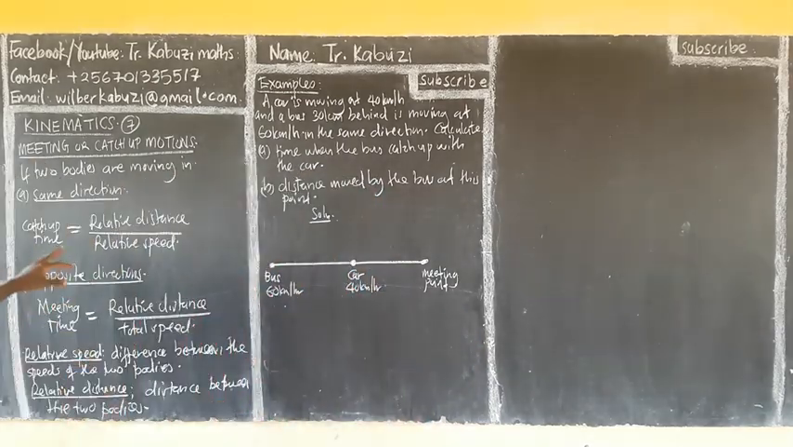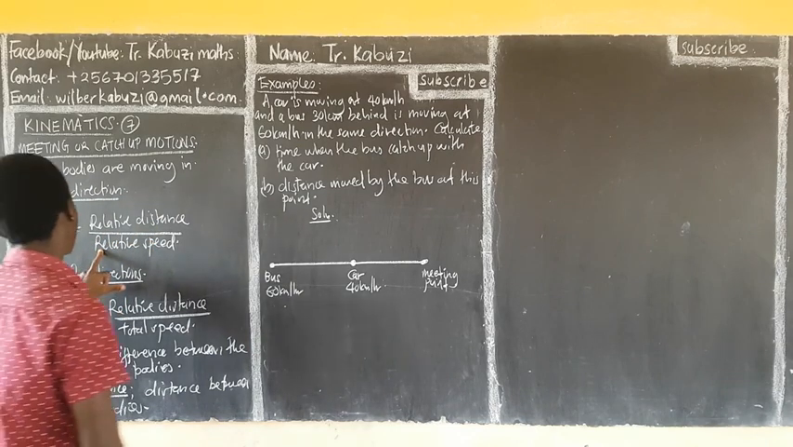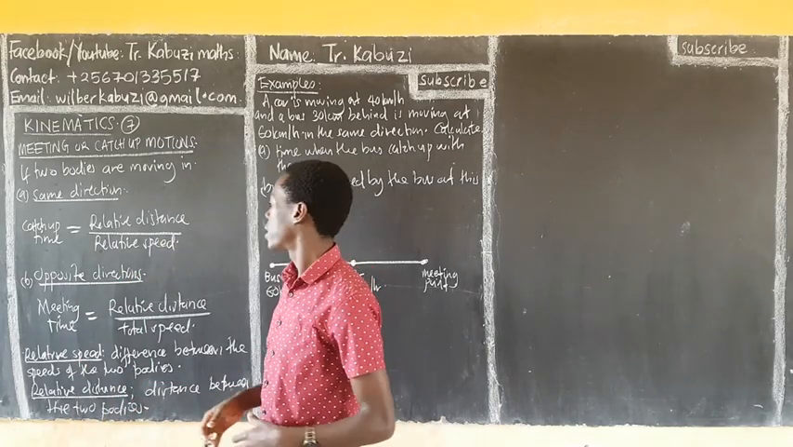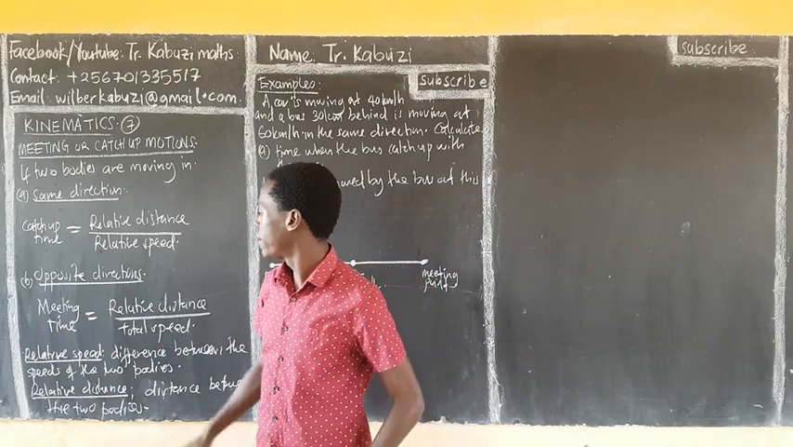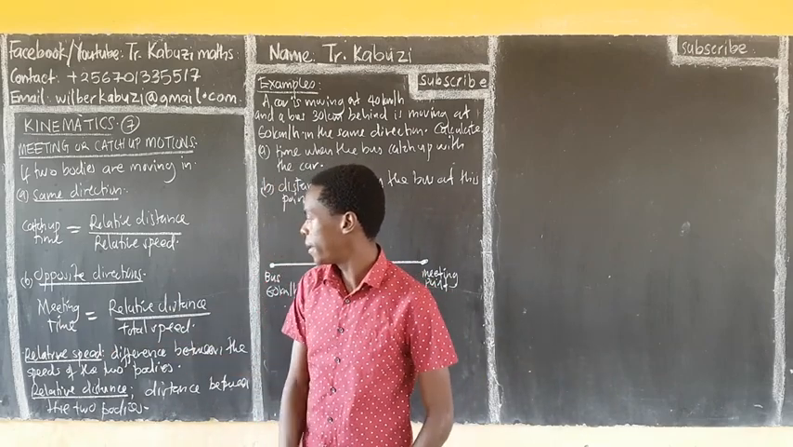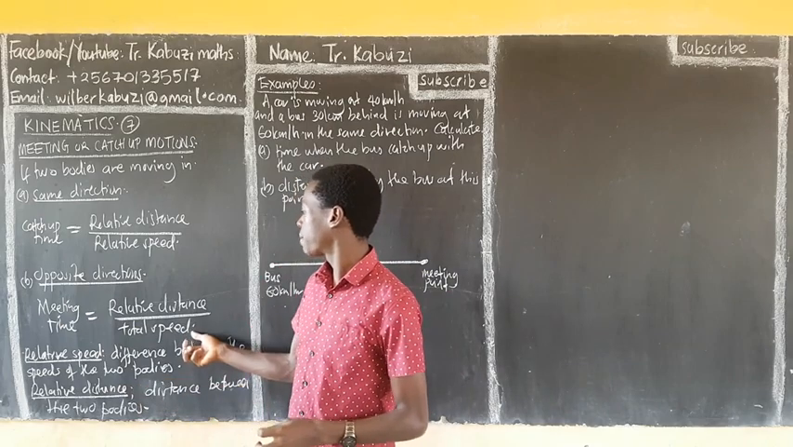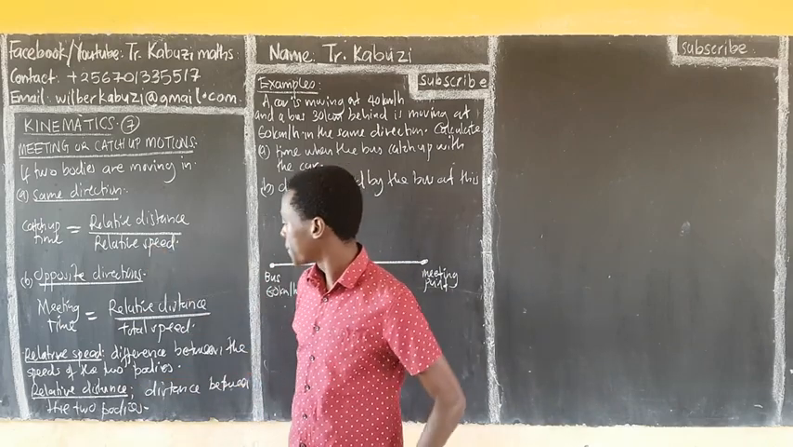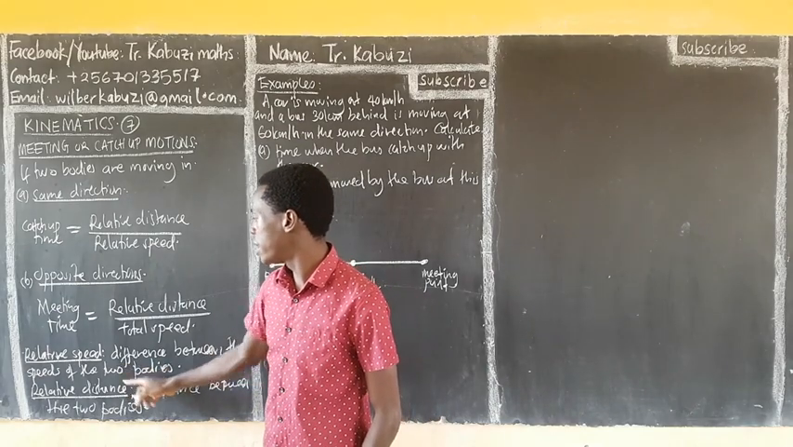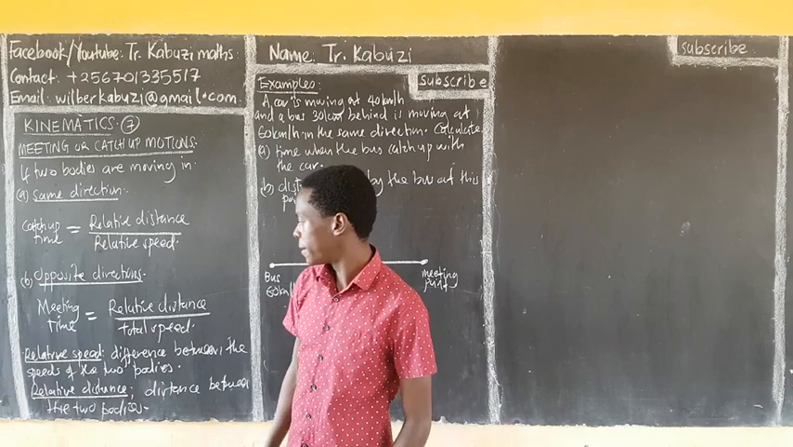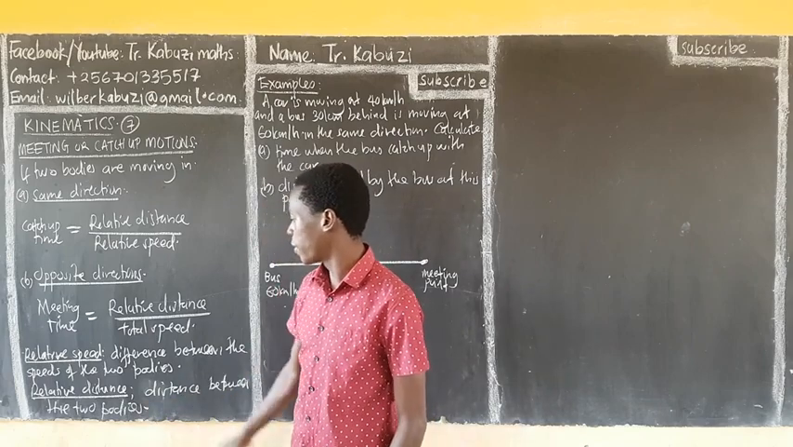So if two bodies are moving in the same direction, the catch-up time is going to be the relative distance, the distance between them, over the relative speed. Relative means the difference between the two speeds. For opposite directions, the meeting time is going to be the relative distance over the total speed. Here we add their speeds, while there we get the difference of their speeds. The difference between the two speeds of the two bodies is what we call the relative speed, and the distance between the two is what we call the relative distance.